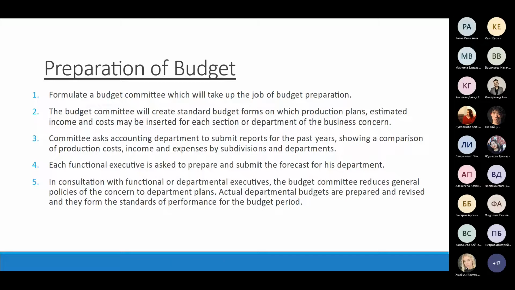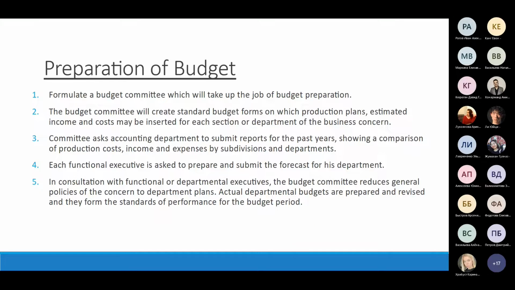Their forecast should be related to the production department forecast, because they may forecast the shipping cost only when they know what product they plan to produce and sell, and to what countries, or maybe what destinations within the country. In consultation with the functional or departmental executive, the budget committee reduces the general policies of the concern to department plans. Actual departmental budgets are prepared, revised, and formats of standard performance are set for the budget period.